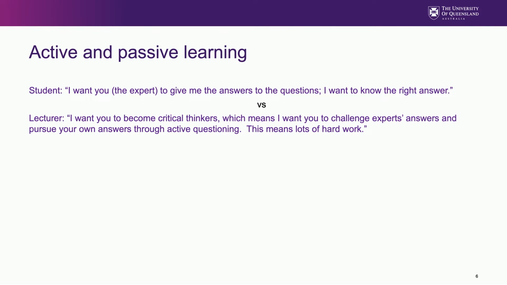From the view of the student, I want you, the expert, to give me the answers to the questions. I want to know the right answer. This is passive learning. Versus the view from the lecturer: I want you to become critical thinkers, which means I want you to challenge experts' answers and pursue your own answers through active questioning. This means a lot of hard work. And this is what's meant by an active learning orientation.